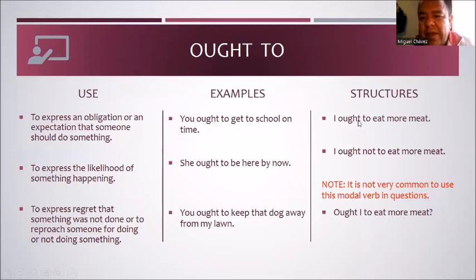For this modal verb, we are going to have mainly only affirmative and negative structures. I ought to eat more meat. I ought not to eat more meat. It is not very common to use this modal verb in questions. In that case, if we could do it, we have to say, ought I to eat more meat?